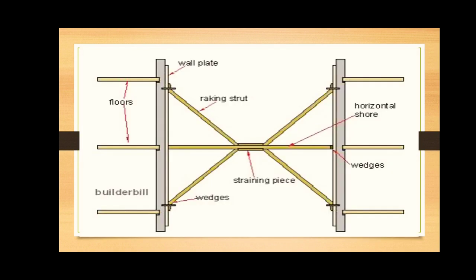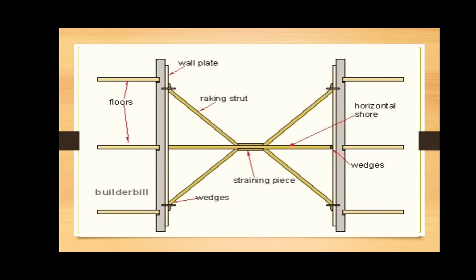This is the picture of the horizontal shores. In it you can see clearly that there are two sides, right side and left side. There are two walls, and these are supported horizontally so that while excavating, constructing, or demolishing the building in between, these two walls are not damaged.